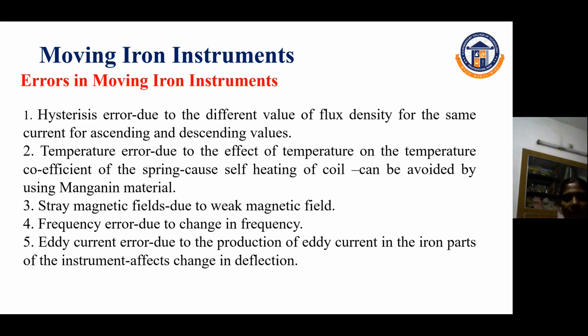What errors are possible in these MI instruments? Hysteresis error is due to the different values of flux density. Temperature error is due to the effect of high temperature on the temperature coefficient of the spring; self-heating of the coil can be avoided by using manganin material. Stray magnetic field error is due to weak magnetic fields. Frequency error is due to change in frequency. Eddy current error is due to the production of eddy currents in the iron parts of the instrument, which affects the system.